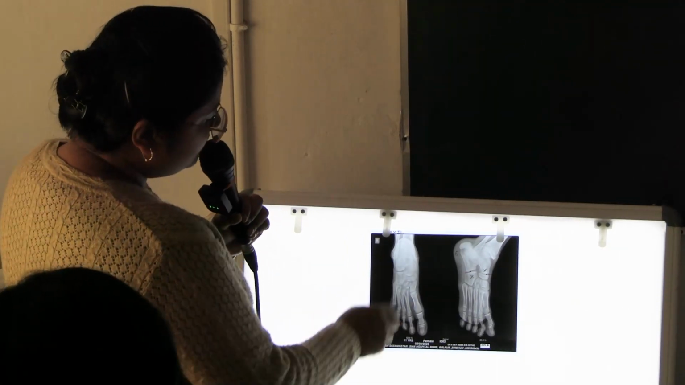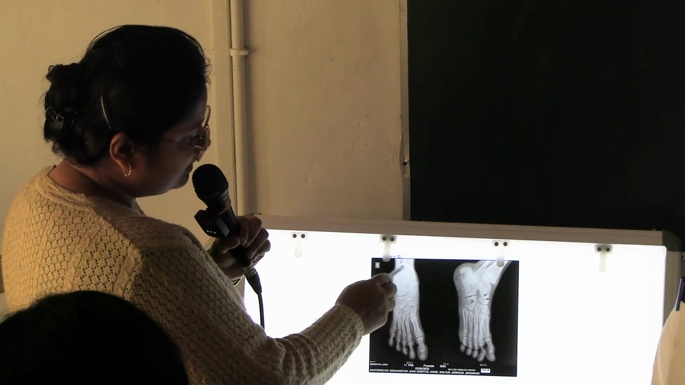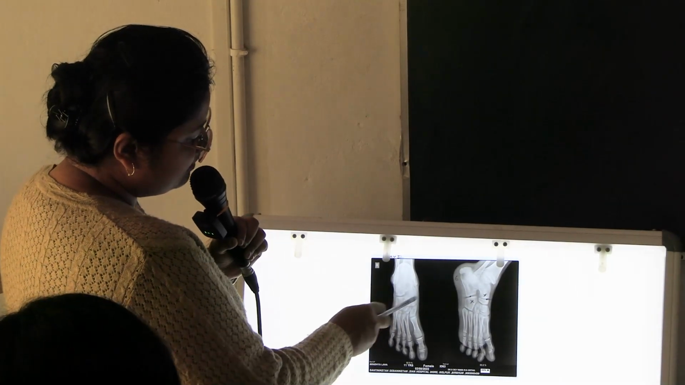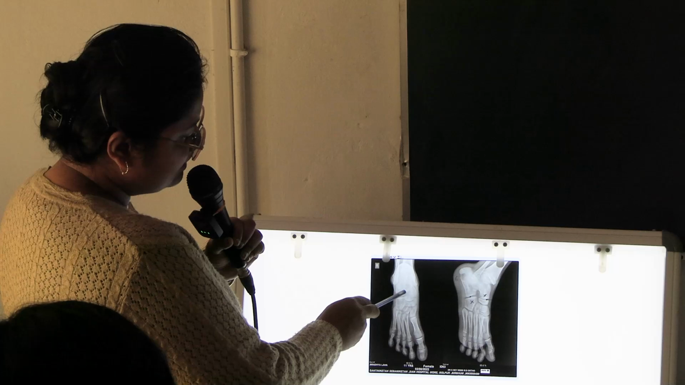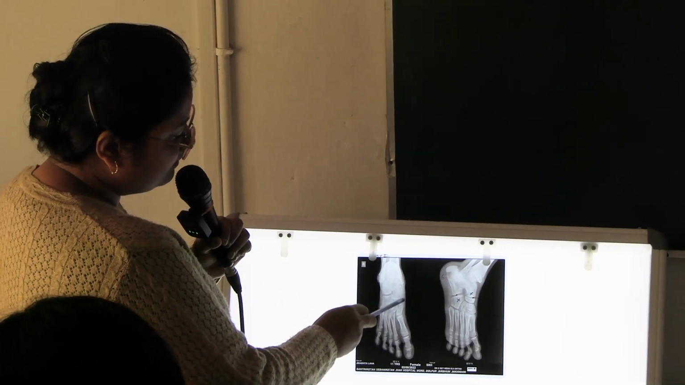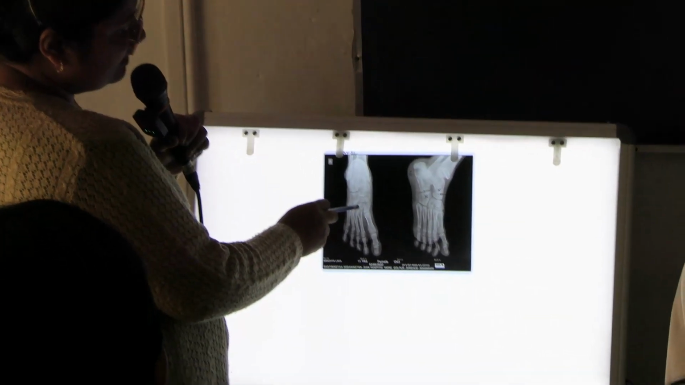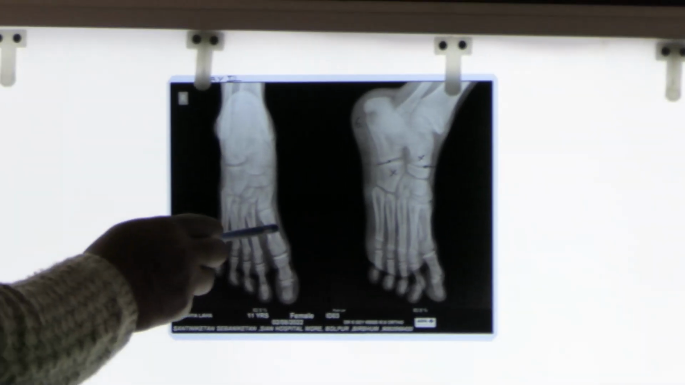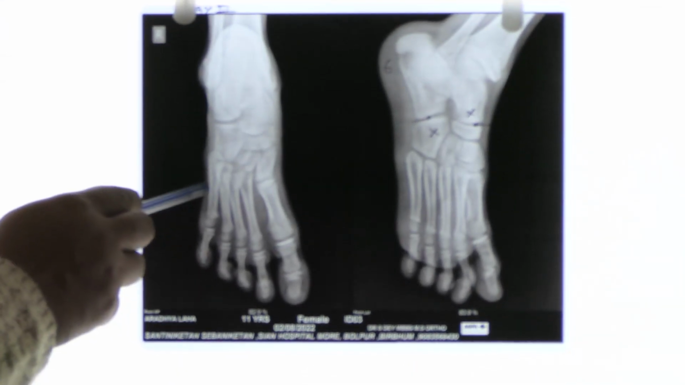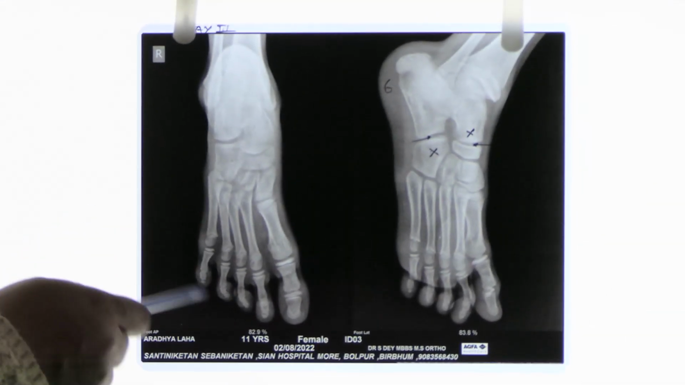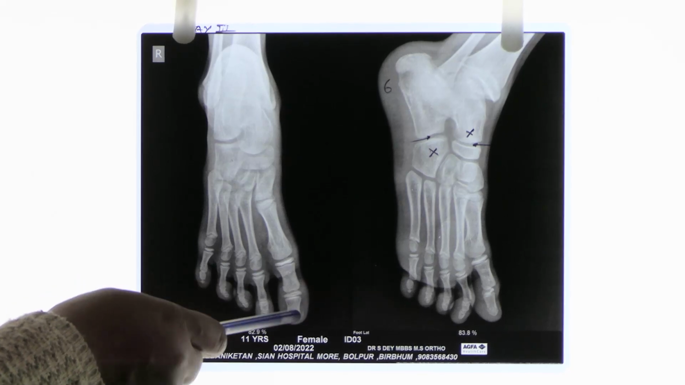Okay, so in AP view tarsals are mainly superimposed here. Here you can see the head of the talus, calcaneum, cuboid, navicular, medial, intermediate, lateral cuneiform. These are the metatarsals, first, second, third, fourth, and fifth. Here also you can see, and these are the phalanges.